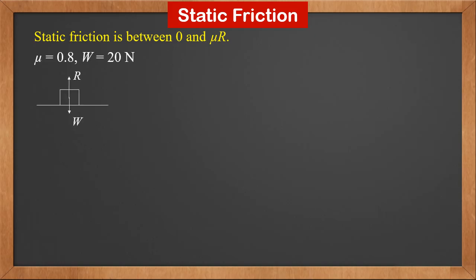An object sits at rest on a surface with mu equals 0.8. The weight of the object is 20 Newton. If the surface is level, there are only weight and normal reaction in the vertical direction. Since the object is in equilibrium, according to Newton's first law, there should be no forces in the horizontal direction. So friction is 0.